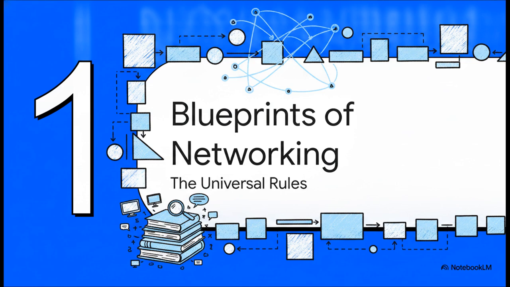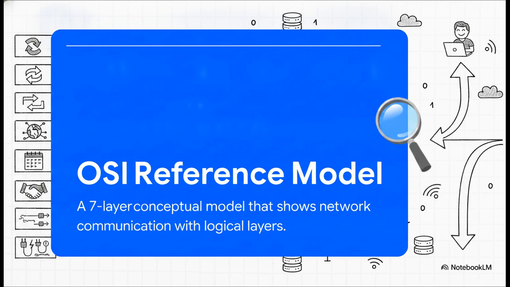Section 1. The blueprints of networking, understanding the universal rules. At the very foundation of all networking rules is the OSI reference model. This is a genuinely brilliant 7-layer conceptual framework. It takes the absolutely massive task of network communication and breaks it down into distinct logical layers. It starts all the way at the bottom with layer 1, the physical layer, so think cables and electrical bits, and it moves all the way up to layer 7, the application layer, which is what you and I actually interact with on our screens.